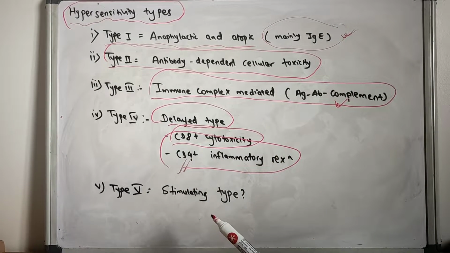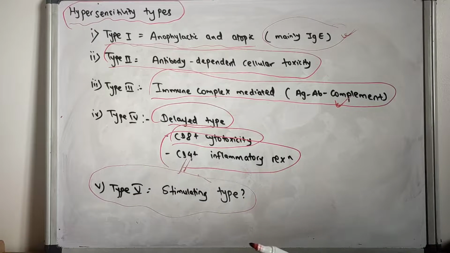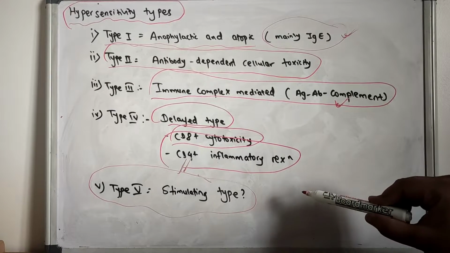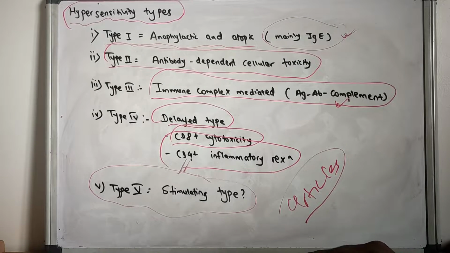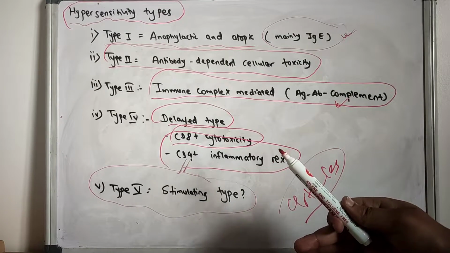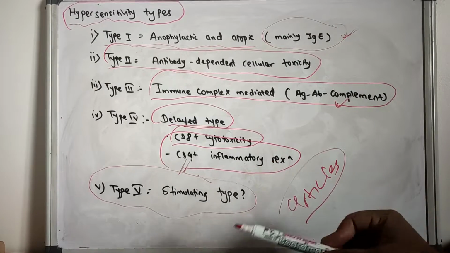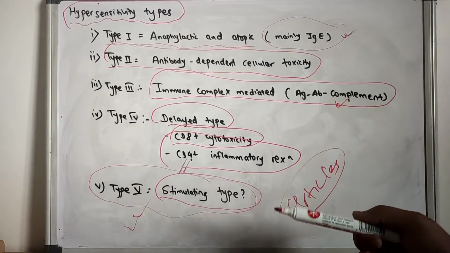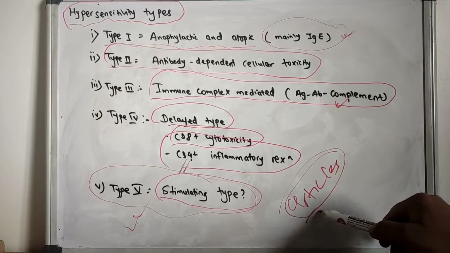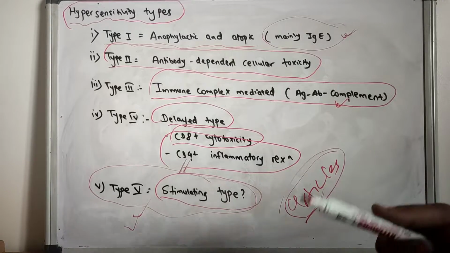And the last one is not available in the books, but it is available in some literature. You can search for the type 5 hypersensitivity reaction in some articles. Some research has been done on the type 5 hypersensitivity reaction. I will discuss it briefly at the end of this video. The type 5 hypersensitivity reaction is the stimulating type. If you want to know more about it, you have to do some literature review and review some of the articles regarding it. Now let's start with the various hypersensitivity reactions.